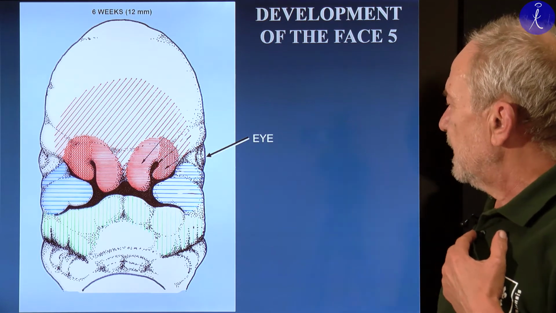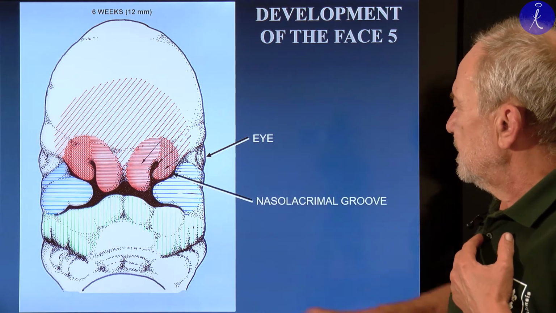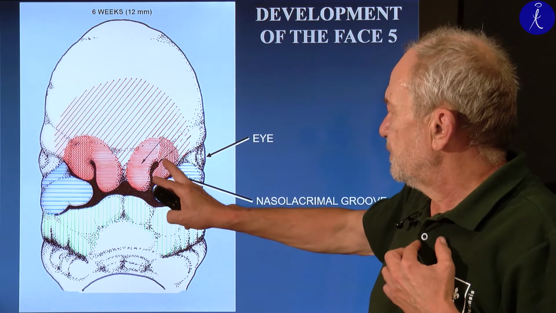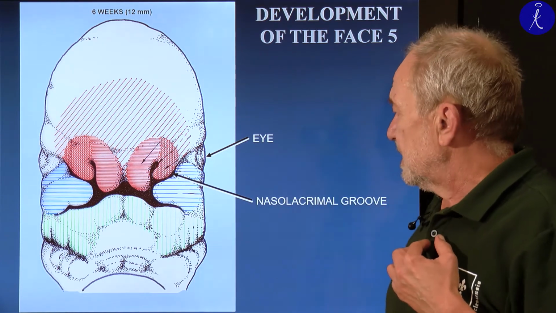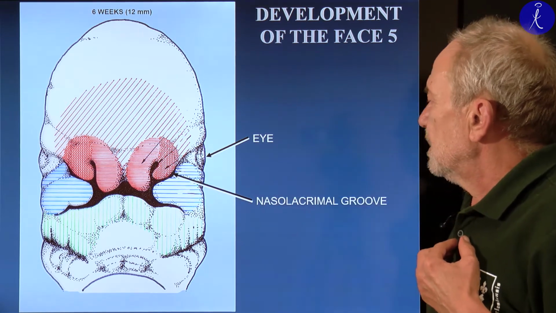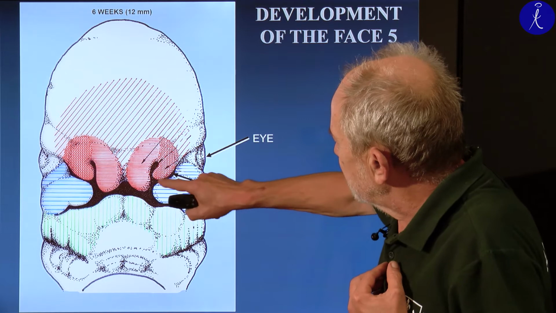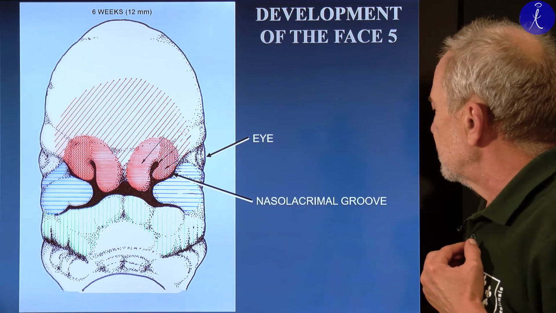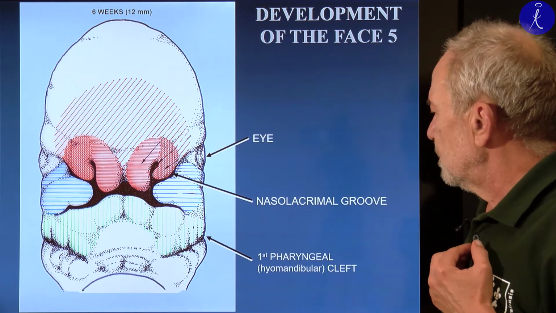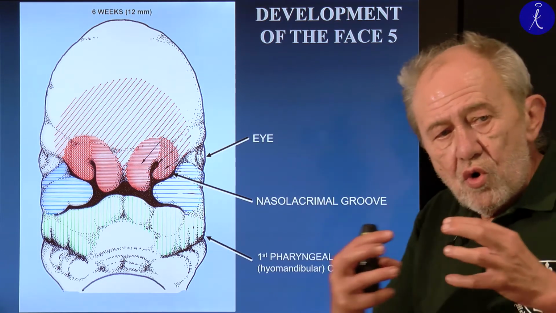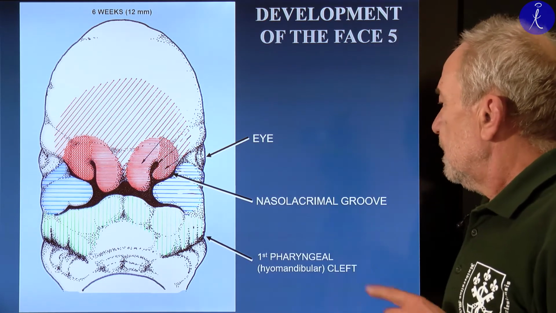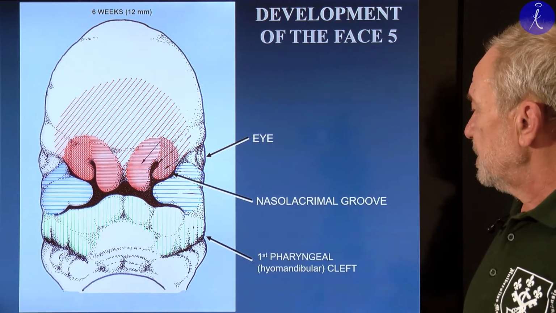The eye is still laterally oriented, and there is a groove formed by the fusion between the lateral nasal process and the maxillary process on each side, and this groove connects the oral cavity with the eye. This is the nasolacrimal groove. Deep inside the nasolacrimal groove there is a cord of epithelial cells trapped within the mesenchyme. Later I will get back to this point.